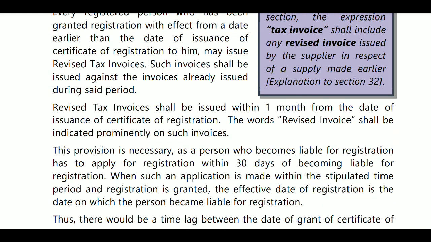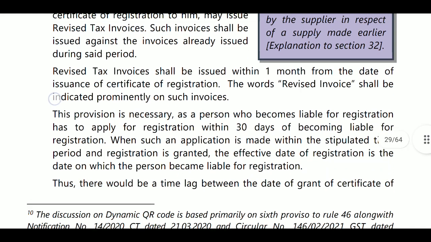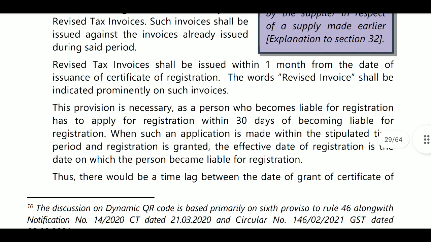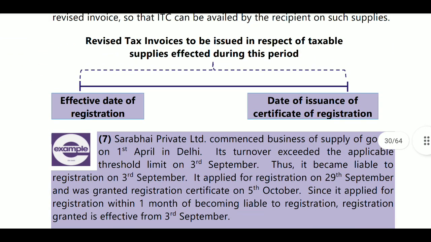a consolidated revised invoice may be issued in respect of taxable supplies made to unregistered recipients during this period. Where, in between the effective date of registration and the date of issuance of certificate of registration, there are any supplies, then you can issue a consolidated revised tax invoice relating to unregistered recipients, and here they provided that a revised tax invoice is to be issued in respect of taxable supplies effected during this period.